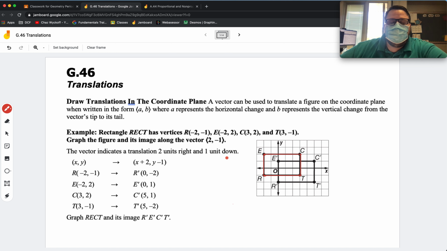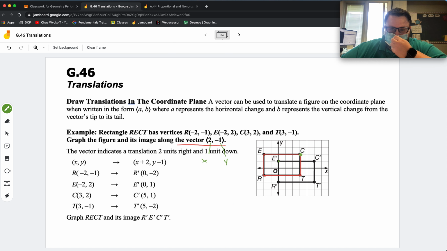We plotted those points, but then we notice the vector was (2, -1). That means we move our x first, so we're going to move right 2, and then our y is -1. So look at point E. We move right 2, down 1. So 1, 2, down 1. That's E prime.